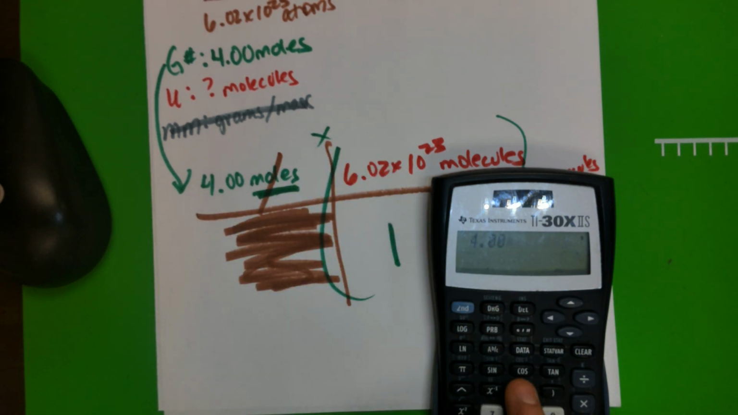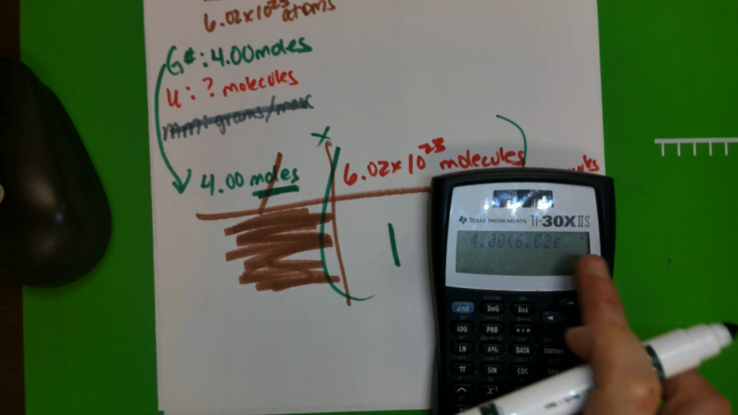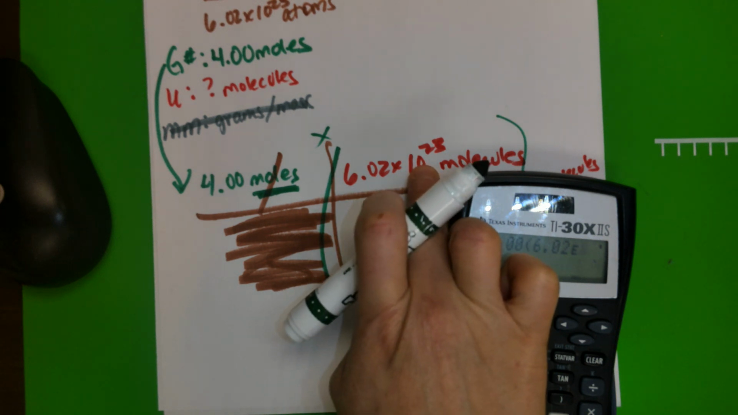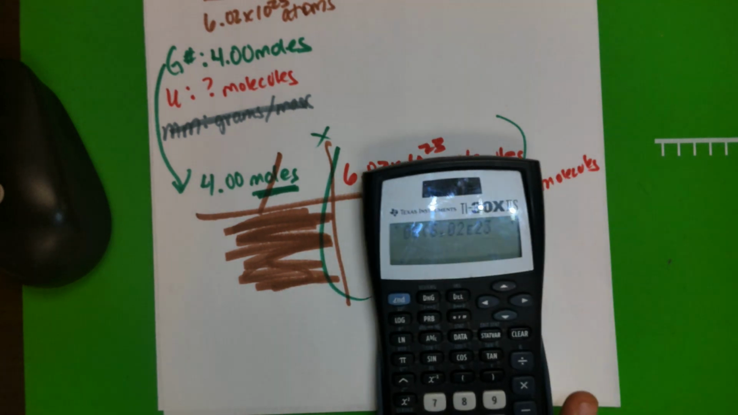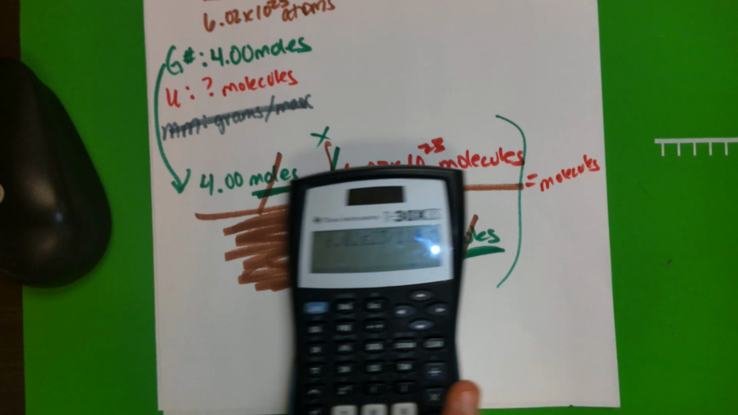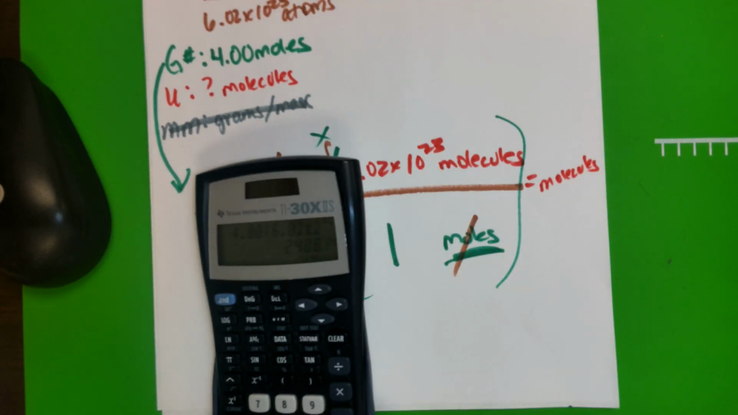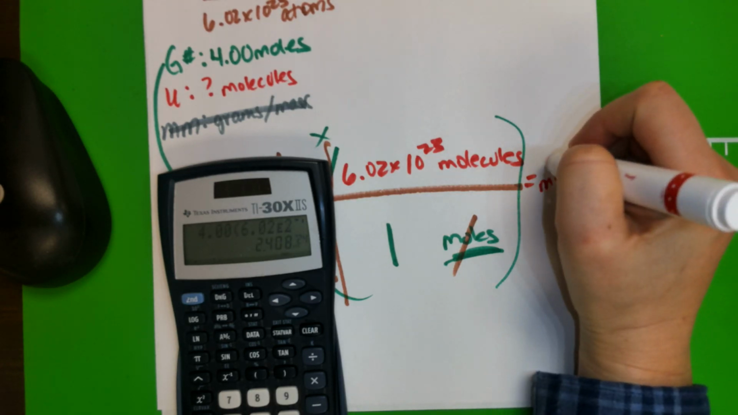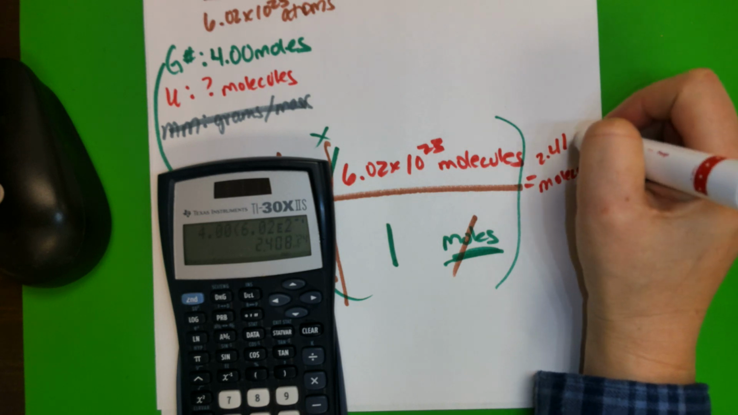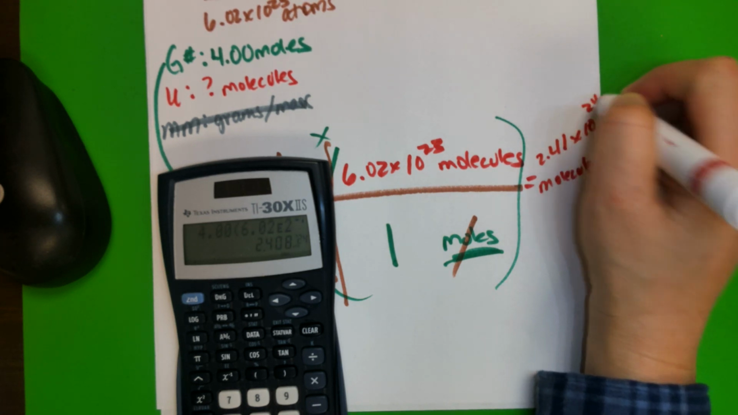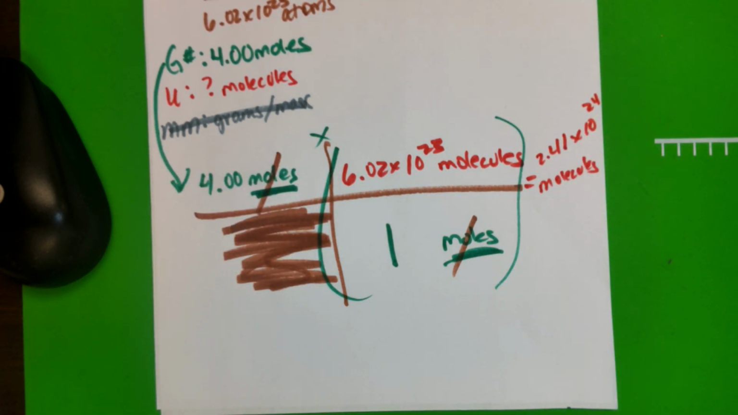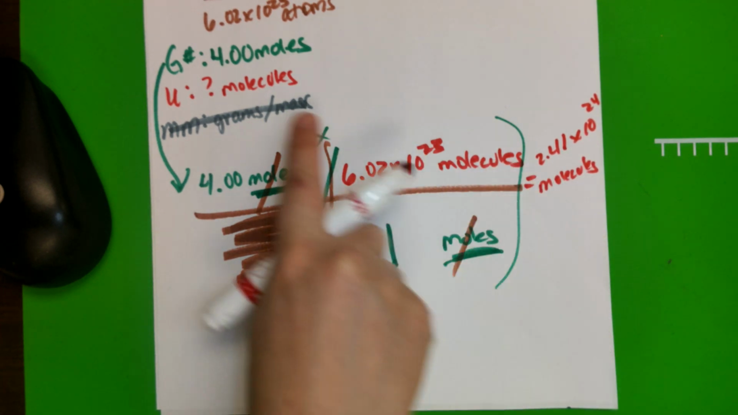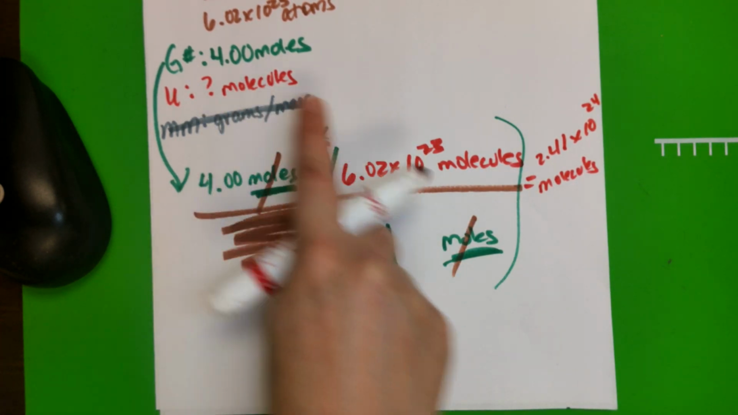4.00, parenthesis, and then 6.02, then E, that's my exponent. You don't have to put the times 10. Then 23, divided by 1, close it, and that gives you the answer that it shows in your problem. It will be 2.41 times 10 to the 24th molecules. You see how your answer should be your unknown, molecules.